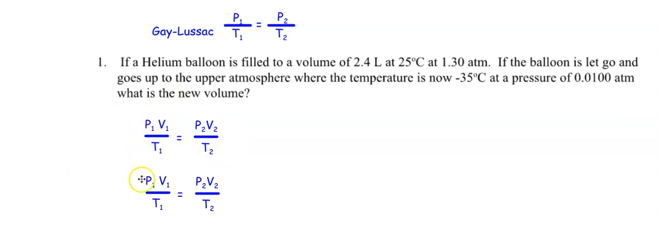Here's my combined gas law. What is my P1? I think my P1 is 1.30 atm. What is my volume? That's 2.4 liters, isn't it? Let me move this over, and I'll get rid of my V1. What is my temperature? It looks like it's 25, isn't it? Let's see here.